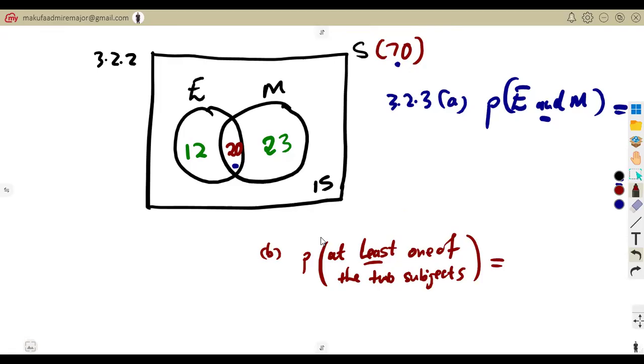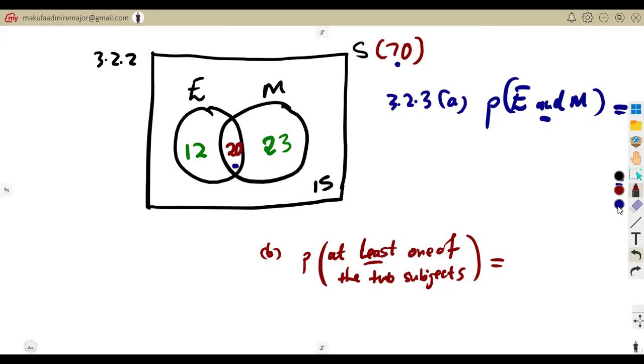This is where we are talking about those people that, if you enter, let's say, a class, you ask them, are you doing economics? That person can answer yes. Are you doing mathematics? That person can answer yes. Any person that will answer yes to that question, whether that person is doing 2, because at least means starting from 1 going up.